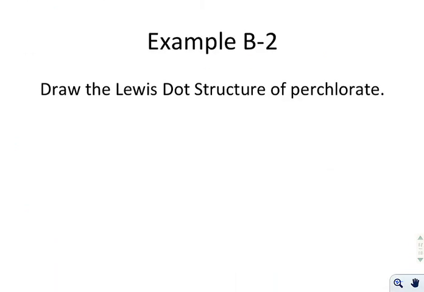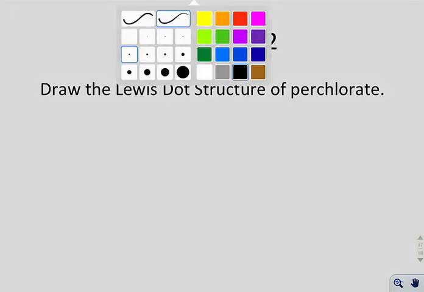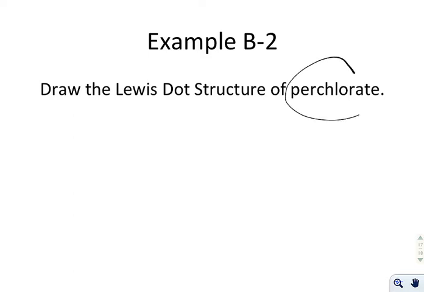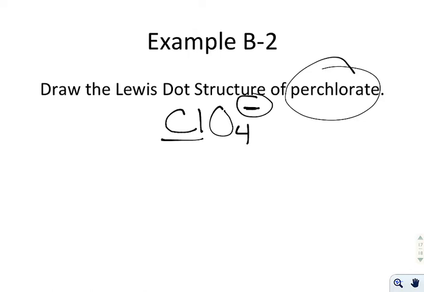Draw the Lewis dot structure for perchlorate. First thing you have to be able to do is memorize our polyatomic ion that we have, which is perchlorate, which is ClO4, and it has a negative charge, and that negative charge is going to come into play. So the first thing I need to do is pick a central atom, and I pick the single one. So chlorine becomes my central atom. I have one bond, one bond, one bond, and one bond.